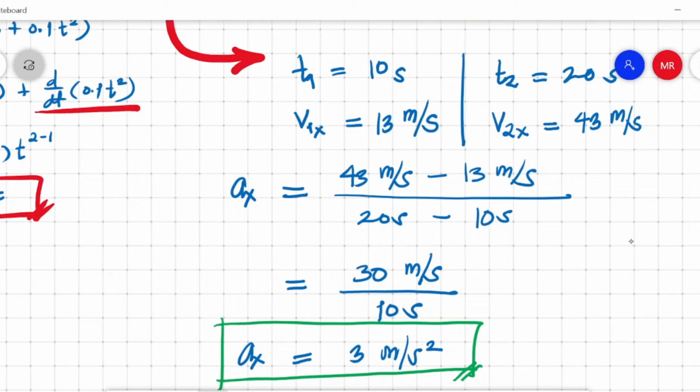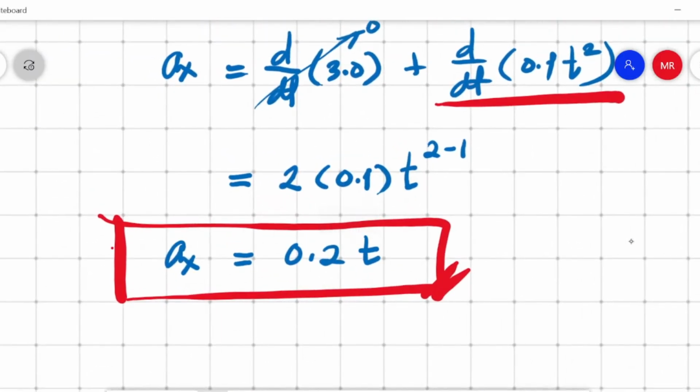But there is another method we can use to solve for the average acceleration, using the acceleration function. We have the acceleration function ax is equal to 0.2 t. We will now use our knowledge of definite integrals, so there will be a lower limit and an upper limit with respect to time.